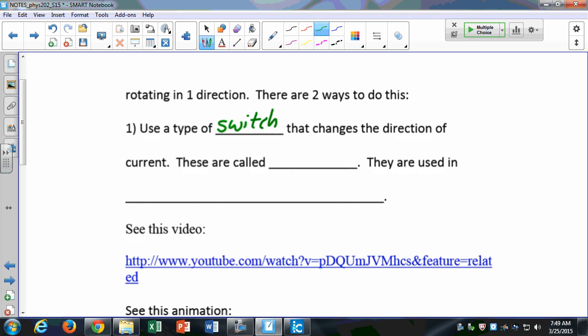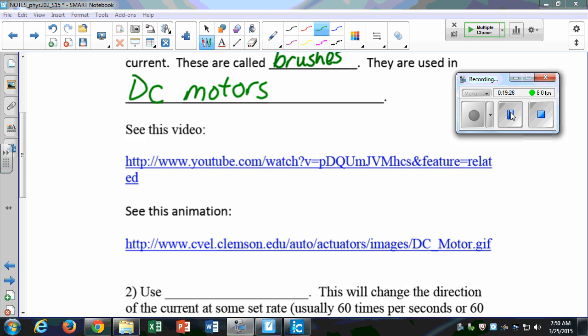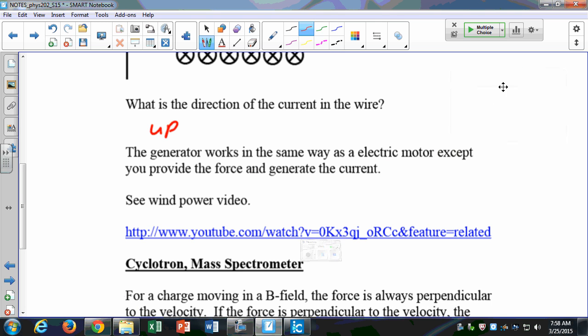In motors, these are called brushes. You might have heard this term. I'm going to show you a little simulation. And they are used in DC motors. Let me show you this simulation of what these little brushes do.